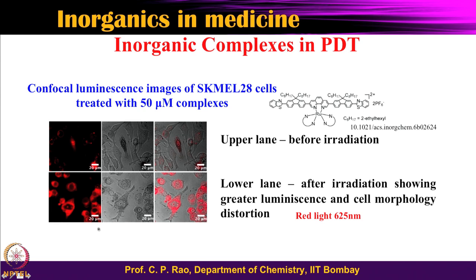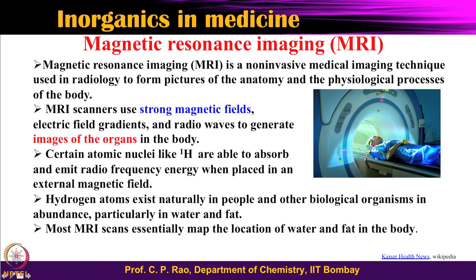Similarly, cells are now treated with the PDT agent, and you can see the overlay because it gives an emission band. After irradiation it shows greater luminescence and cell morphology distortion. In this case, the excitation is at 625 nanometer, not the other cases. So, that is how PDT compounds work in cancer, and maybe in many other things.